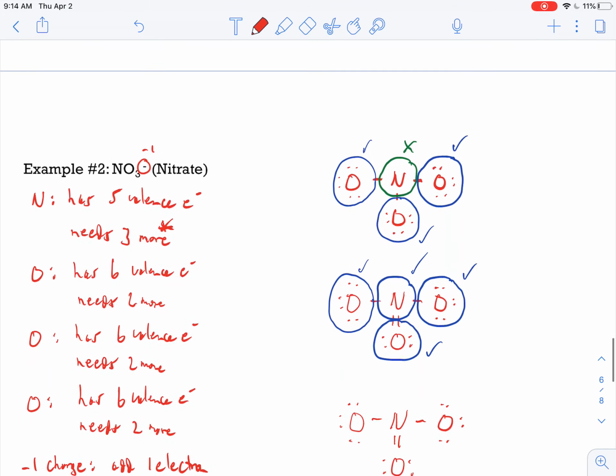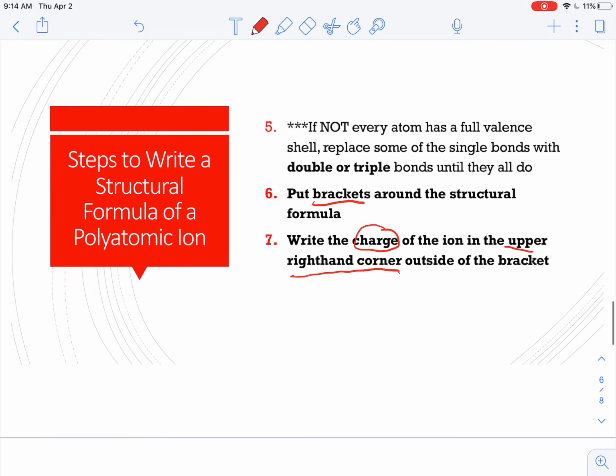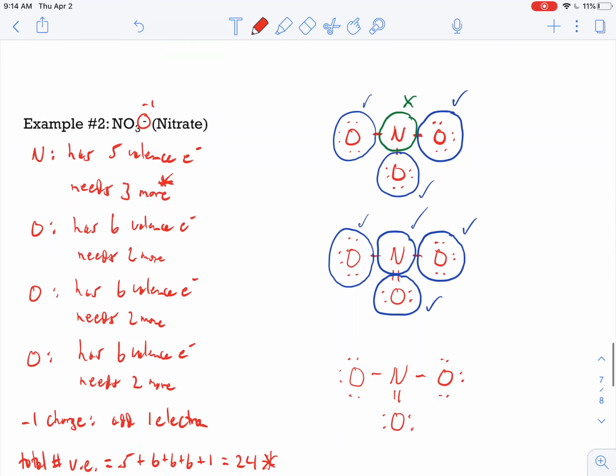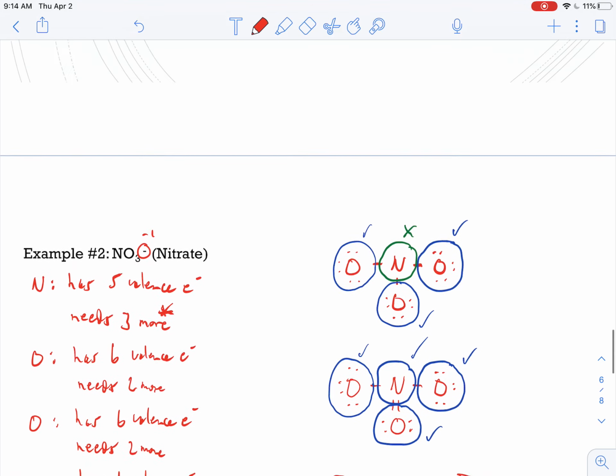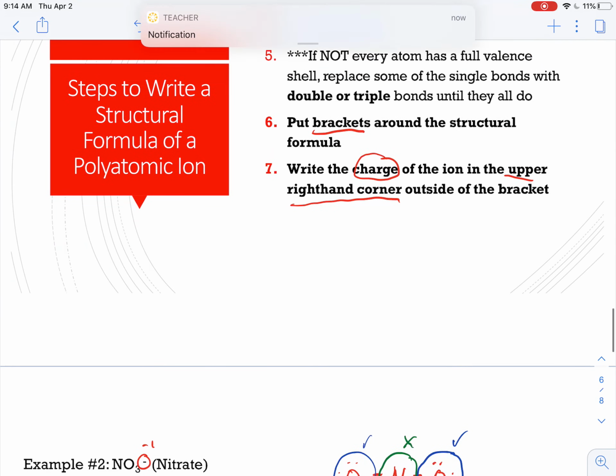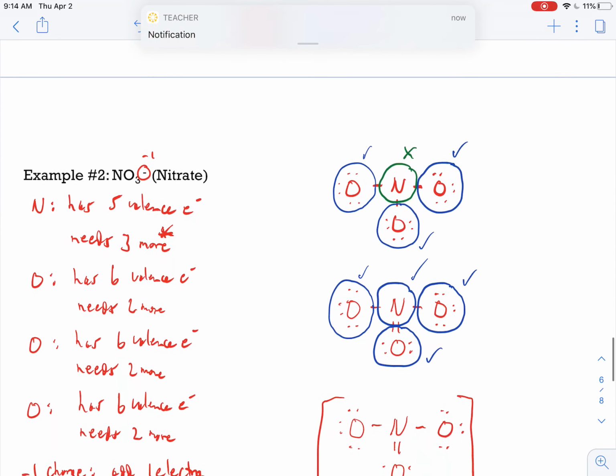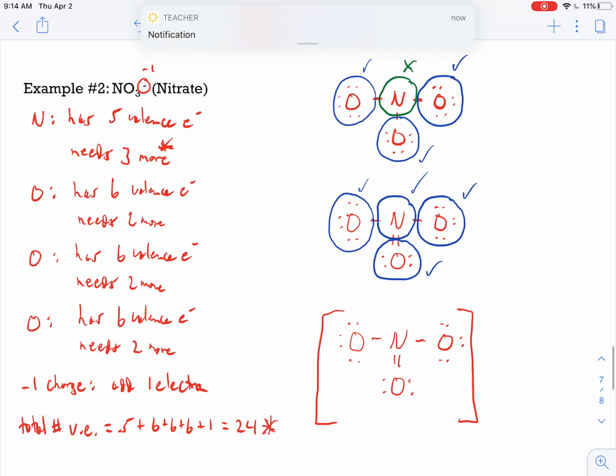And now if we think back to the steps we had at the very end, once we have our finished structural formula, we want to put brackets around it. And then the last thing we want to do is put the charge in this upper right-hand corner outside of our bracket. So we have a charge of -1. So all we're going to do is put a minus sign at the top right there.